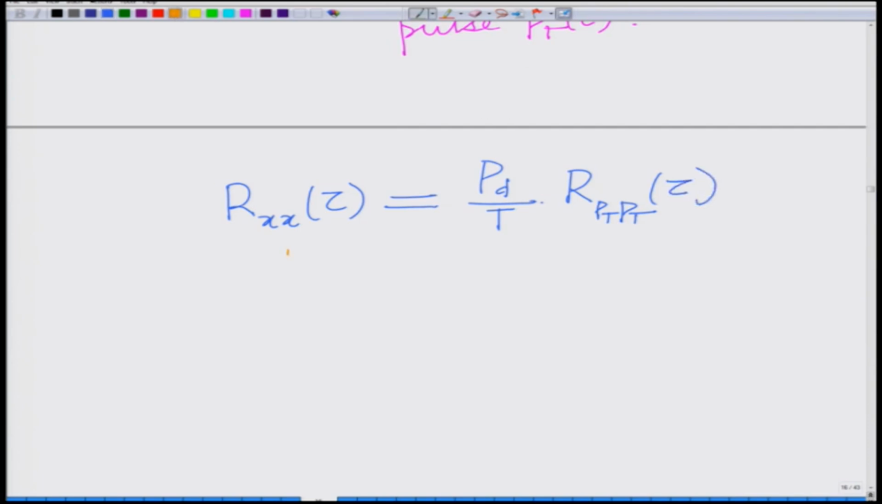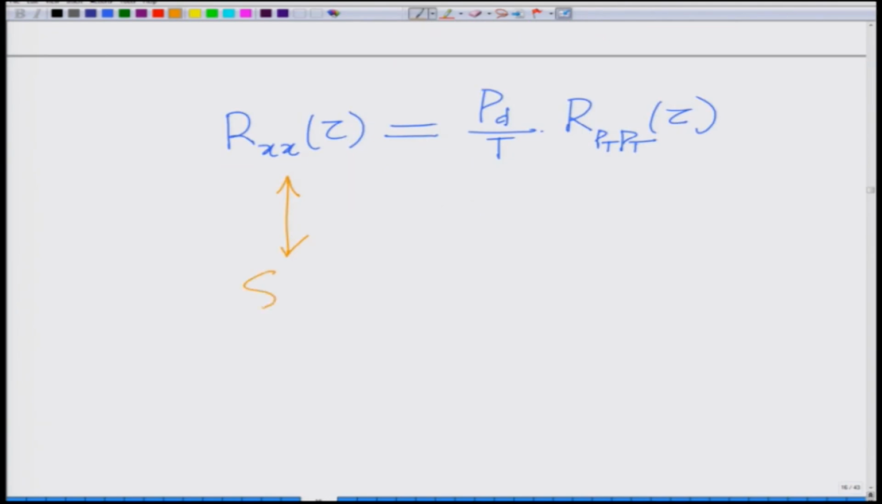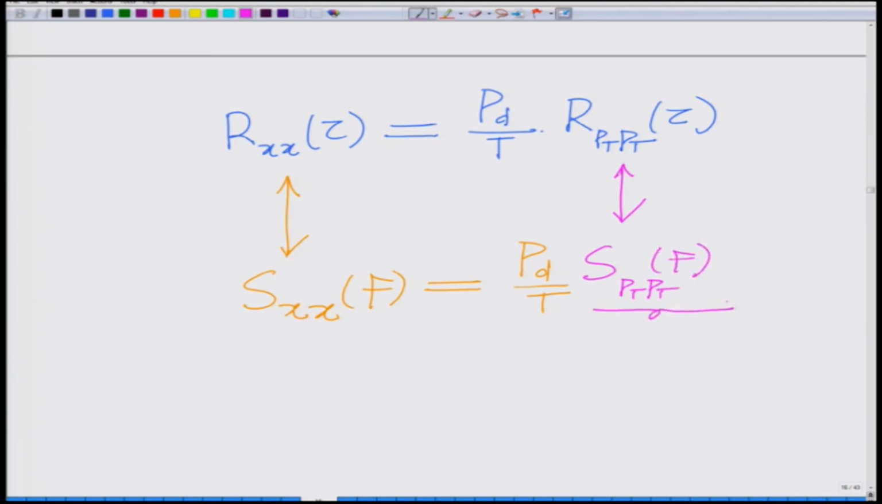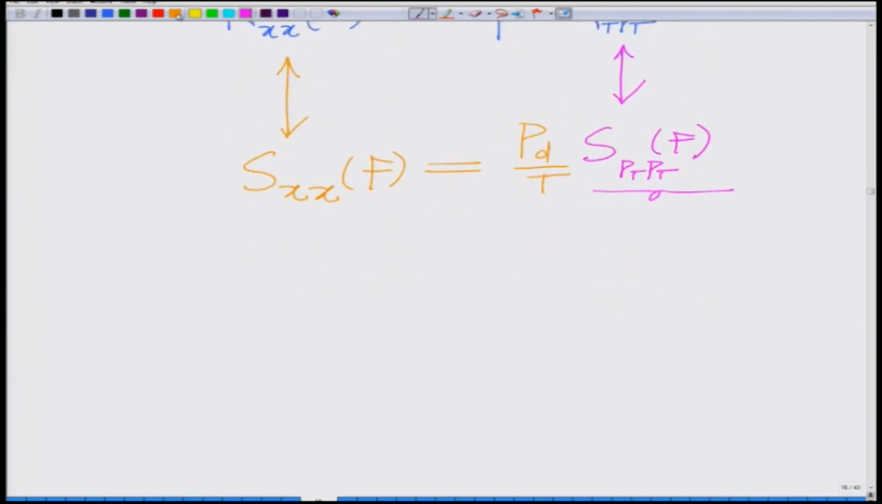If you take the Fourier transform of this, you will get the power spectral density, that is you will get S x x of f, which is equal to P d over T times the Fourier transform of the autocorrelation of the pulse, which is nothing but S p t of f. This is nothing but the energy spectral density of the pulse. Remember, if you take the Fourier transform of the autocorrelation function of a deterministic signal such as this pulse, you will get the energy spectral density. For a random signal, it gives the power spectral density.